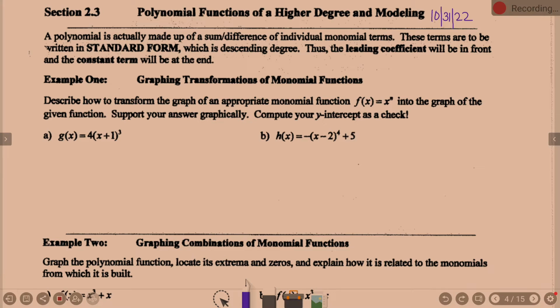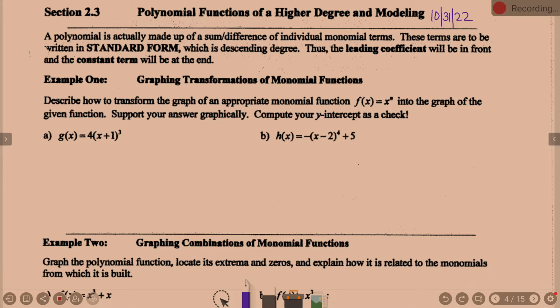Now, example 1. Describe how to transform the graph of an appropriate monomial function, so x to some n power, into the graph of the given function. Support your answer graphically and compute your y-intercept as a check. Now, before we grab the calculator and automatically start graphing, let's talk about the relationships here.